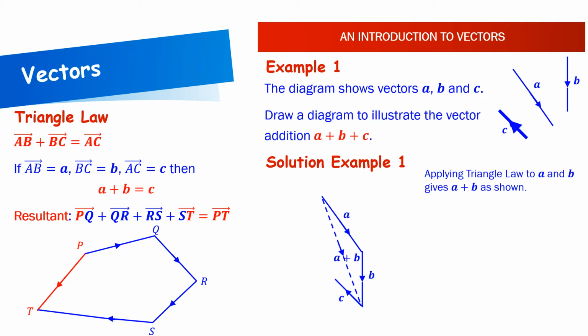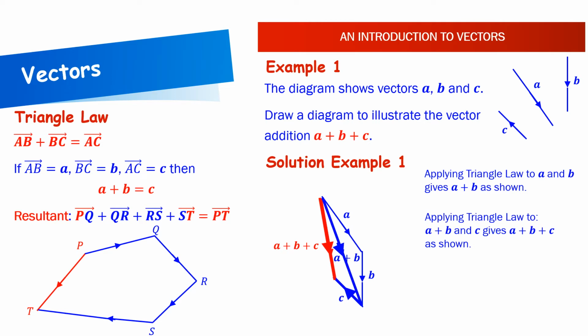And let's now plug in c as well. c, of course, is going to start where b finished. And so the red line denotes the vector a plus b plus c. We've applied the triangle law to a plus b and c to give a plus b plus c, as shown.